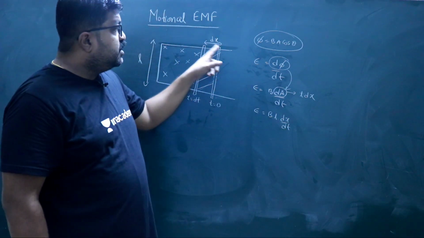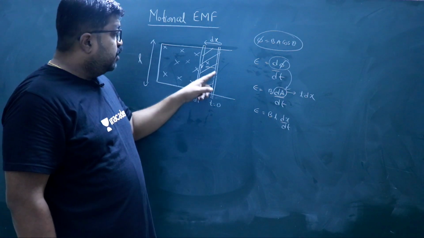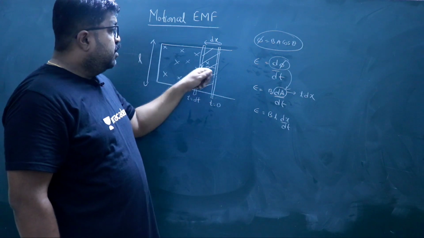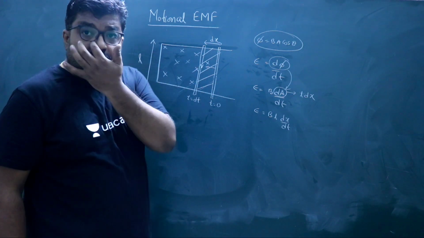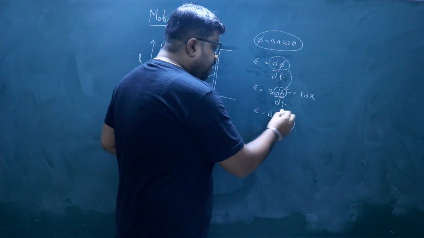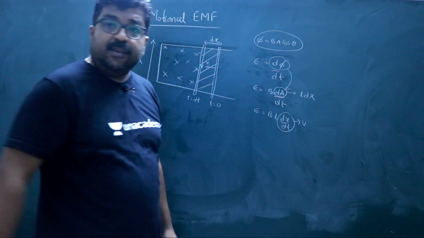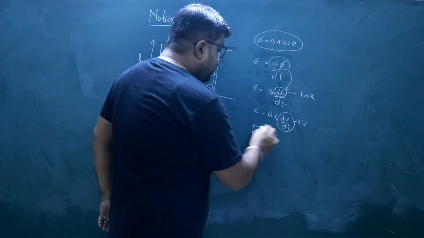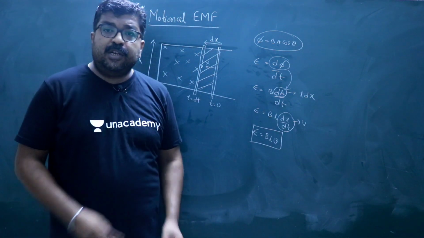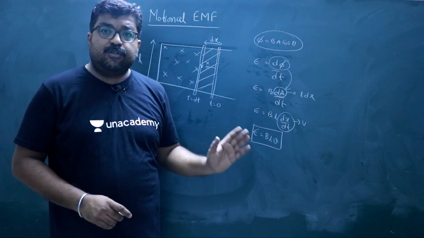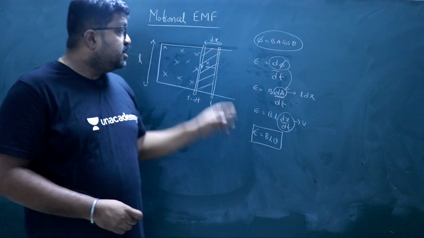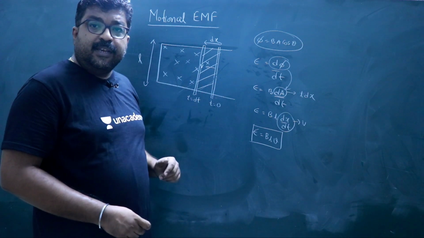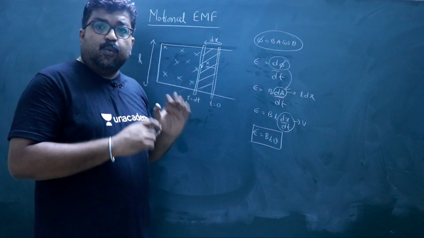This rod is moving through a distance dx in time dt, and what is the velocity? Velocity is v. This rod is pulled by you with an external force with constant velocity v. So dx by dt can be replaced by v, the velocity of the rod. So we have E equal to B L v. This is the expression for motional EMF. And why is it called motional EMF? Because this is the EMF induced across the two ends of the rod, which is moving in a magnetic field. So this is one approach.